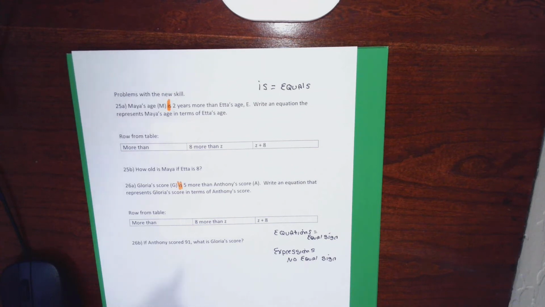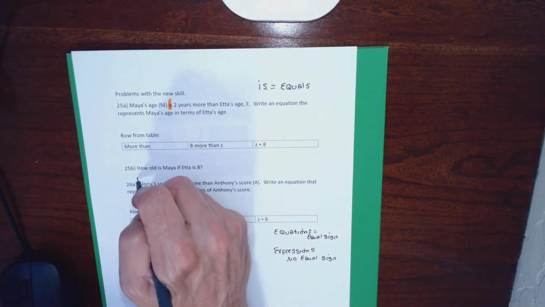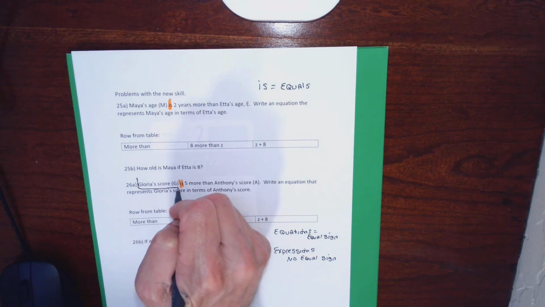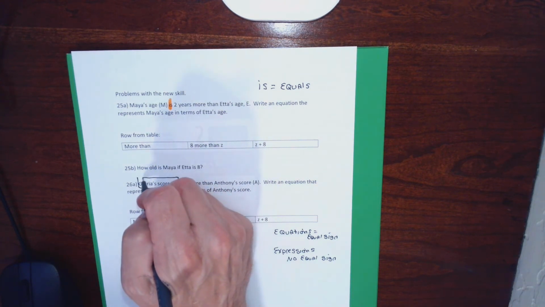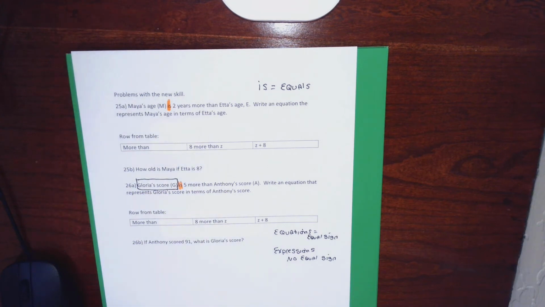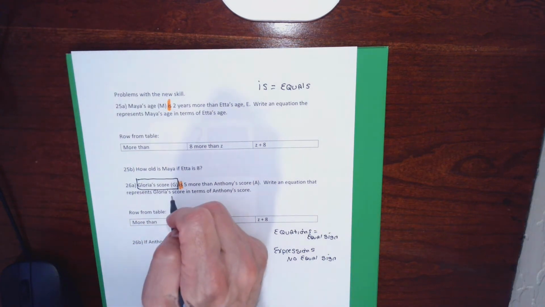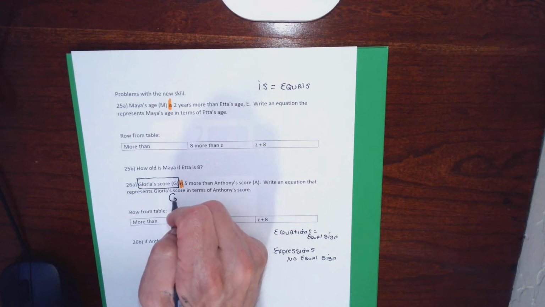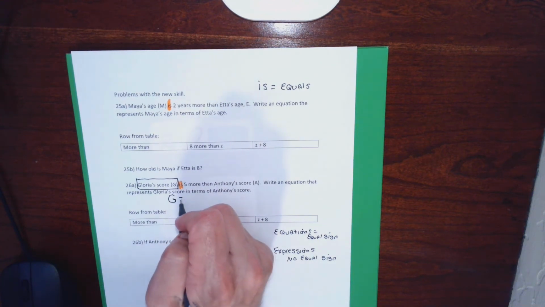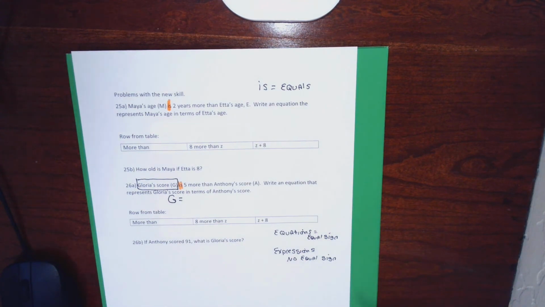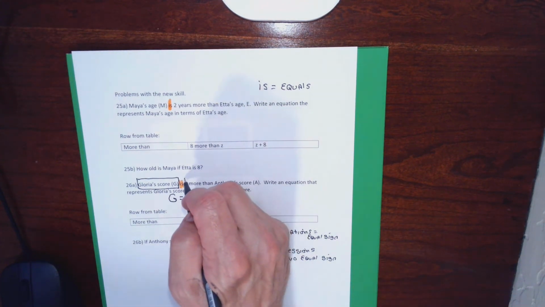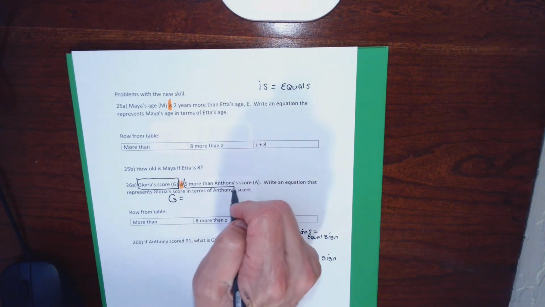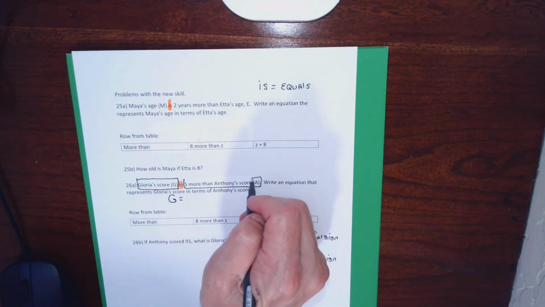But it's going to be a big deal to be able to identify the difference between an equation and an expression. So I'm going to try to just go straight through 26a. So 26a, preceding the word is, which is going to be my equal sign, it says Gloria's score, which is my older sister's name. So for Gloria's score, I'm going to put the variable g in. And then for is, I'm going to put equals.